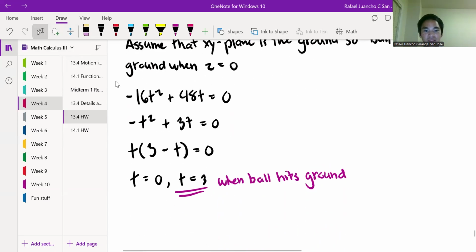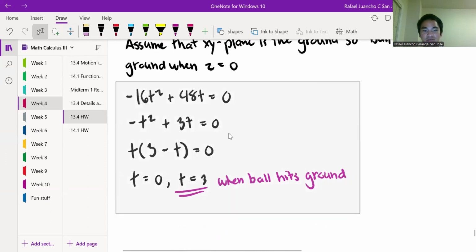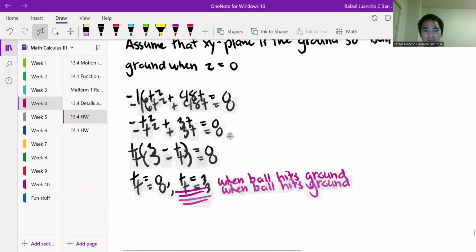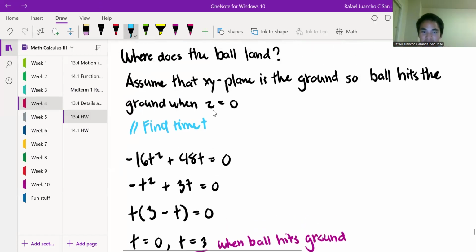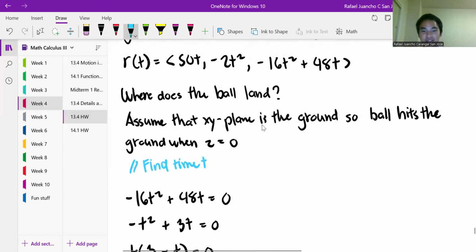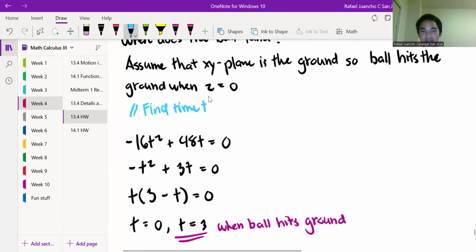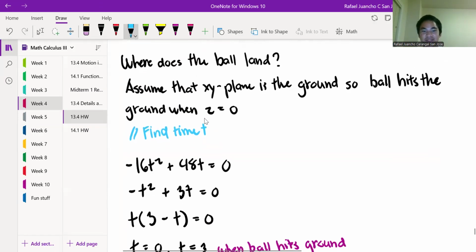Okay, so here I want to find the time. So now I'm assuming my parameter t is time. Those are the two assumptions I made in this problem. My assumption is that the xy plane is the ground, so that means z is 0. And my t is a time. My parameter t is a time.